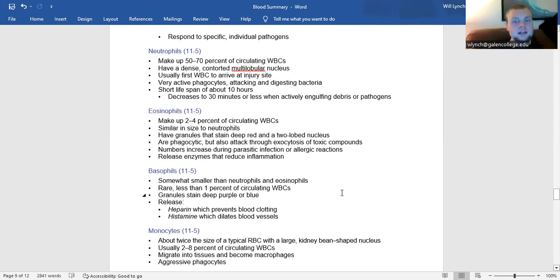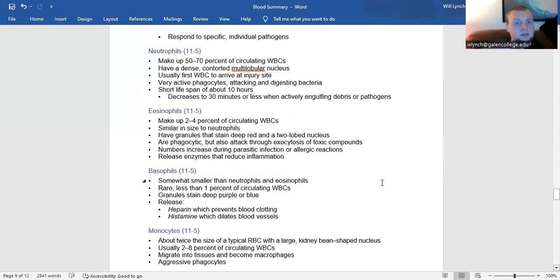They're going to be mainly active during parasitic infection and also partially during allergic reactions. So if we have an allergic reaction, or we have something like a ringworm or hookworm that's become infested in our body, then we do have increasing numbers of eosinophils during that particular time.